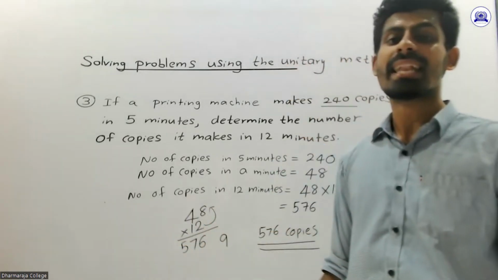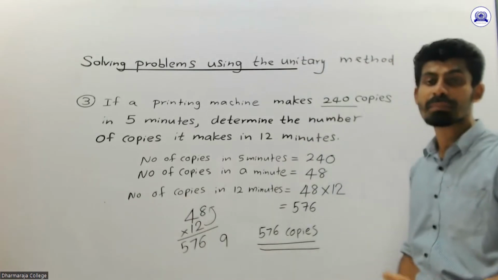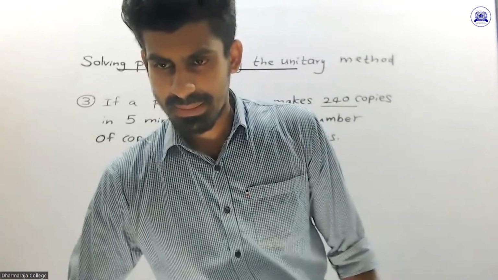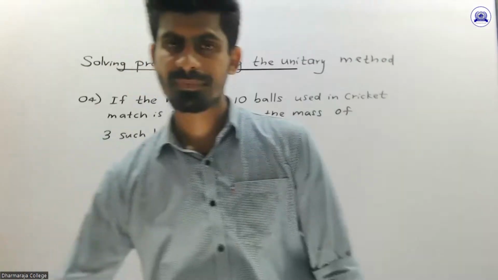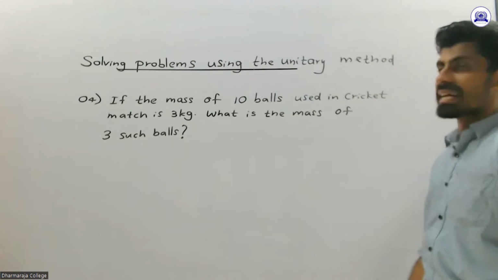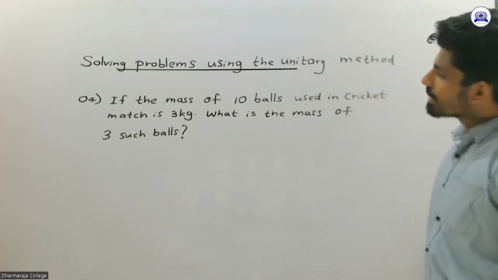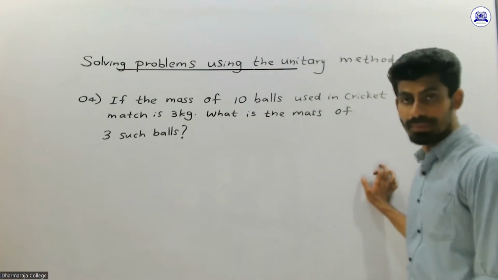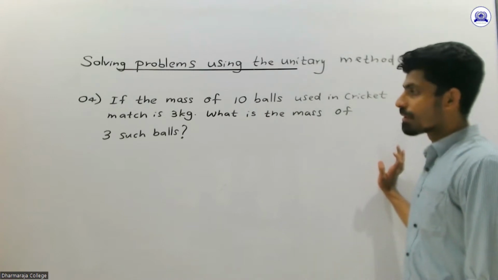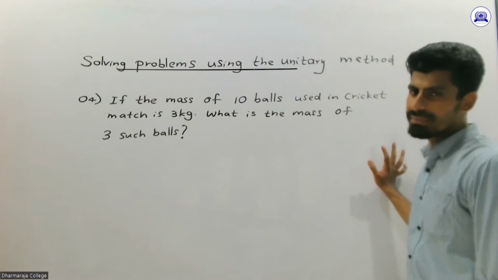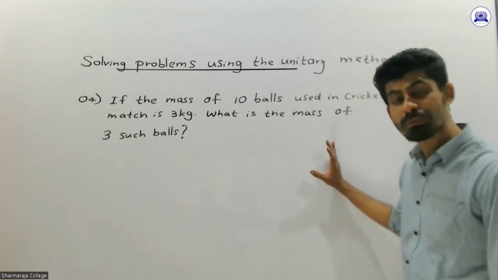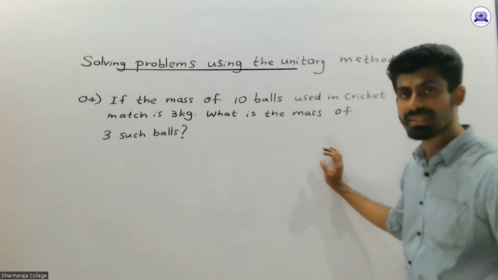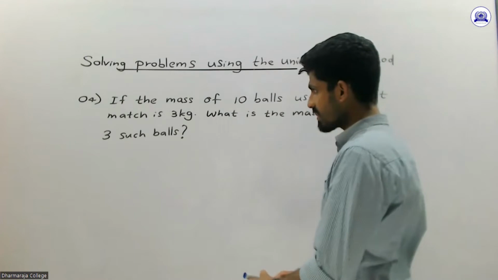Now let's move to the last question. This is your question number 4. Last question. If the mass of 10 balls used in a cricket match is 3 kilograms, what is the mass of 3 such balls? Very easy. Just try to do that one, then you can pause the video. Try to do it before me, then you can check your answers with me.